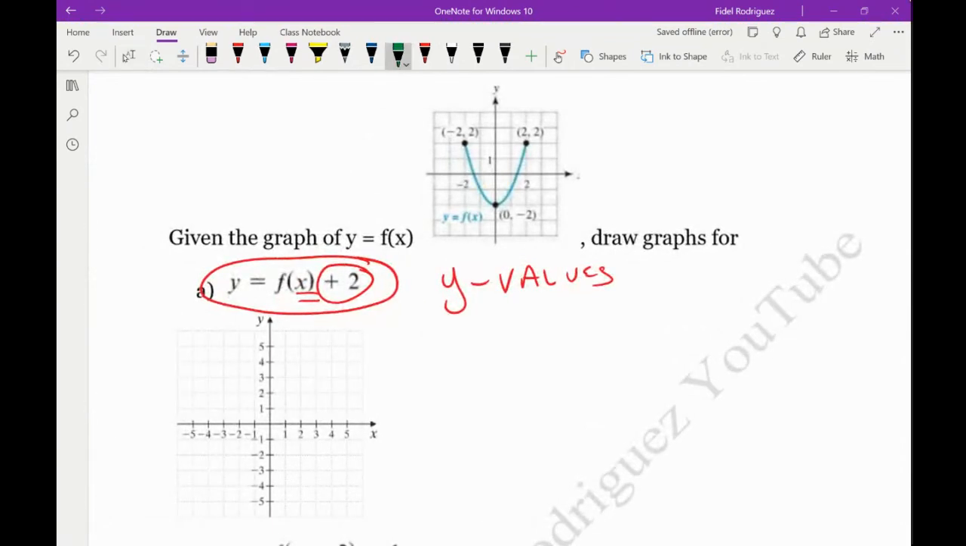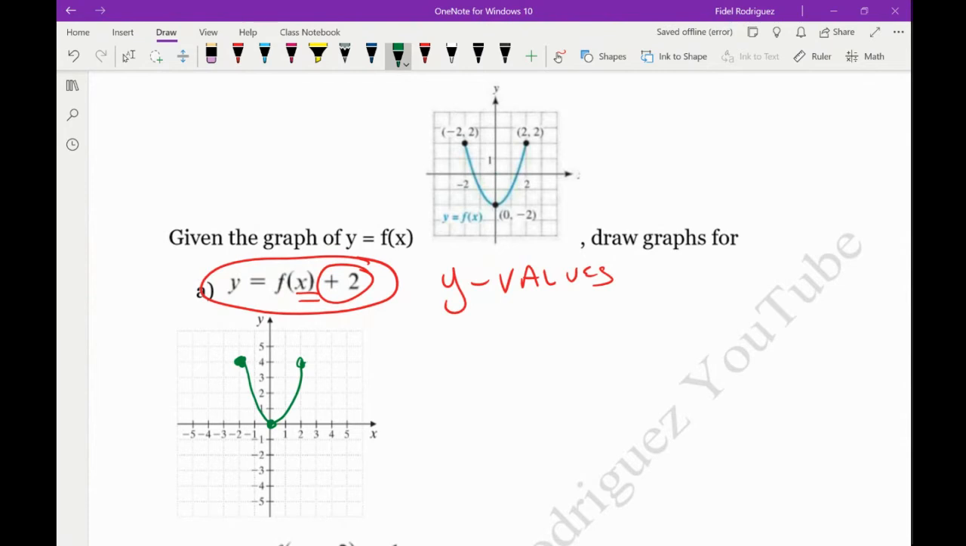Okay, so look, let's do that. Let's move our graph up 2 spaces. If this point here was -2 and 2, now it should be at -2 and 4, right? Because I'm going up 2 spaces. If this point here used to be at 0, -2, and I go up 2 spaces, now it should be at 0, 0. And if this one was at 2, 2, and I go up 2 spaces, now I'm at 2, 4.